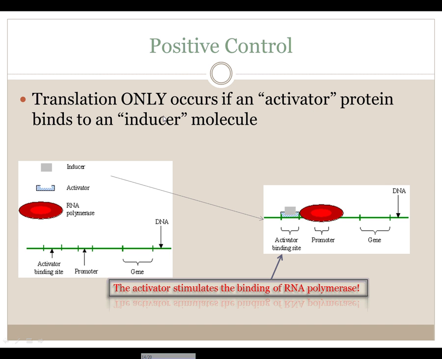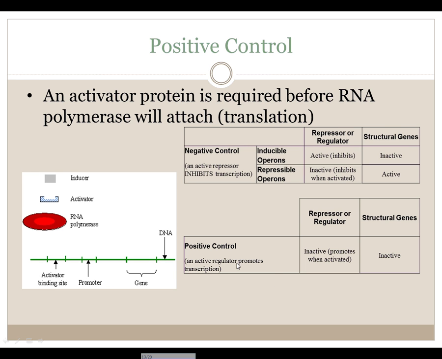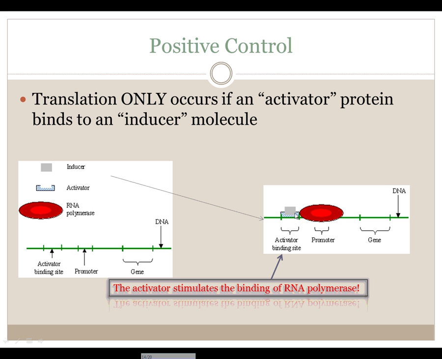So here is positive control, and the transcription only occurs if the activator protein binds to the inducer molecule. Okay, so here's my activator protein, and it would be bound to this activator binding site. And the inducer, notice that it fits right in there. It's a different protein, and so they kind of work together. And what that allows is the binding of the RNA polymerase. And again, this is positive control. Okay, the active regulator promoted transcription, and so then it can go along and do its thing.